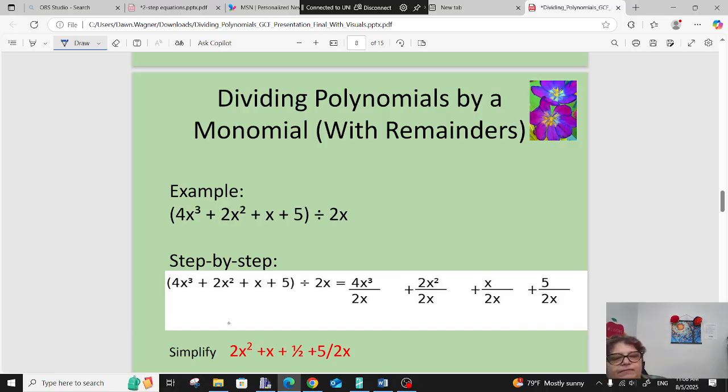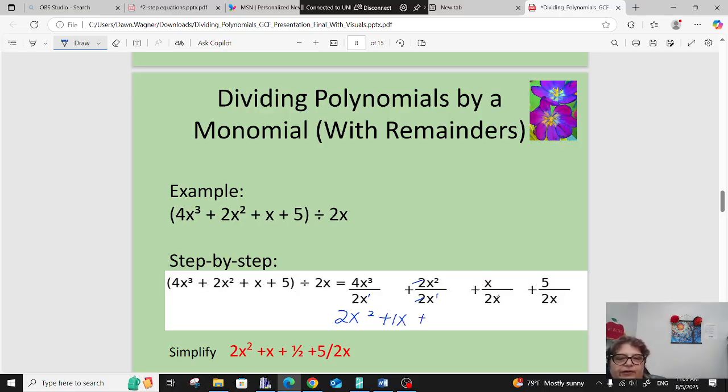So if I am trying to divide this polynomial by 2x, I would put each term over 2x, and then I would simplify. What's 4 divided by 2? 2. And 3 minus 1 is 2. That one was good. Over here, what's 2 divided by 2? 1. And 2 minus 1 for the exponent would be just an x. So you could put 1x or you could just leave it as x.